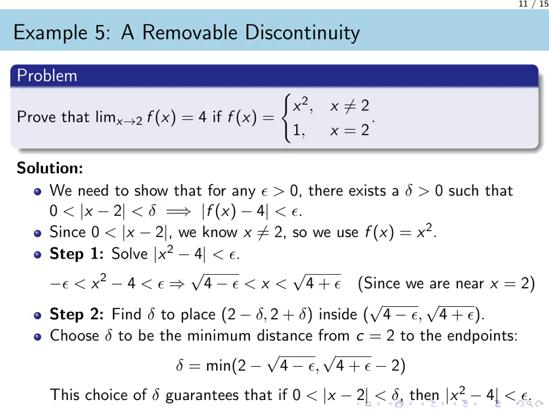Next, to guarantee our input neighborhood fits inside this target interval, we choose delta to be the minimum distance from our center, 2, to either of its endpoints. This safe choice of delta completes the proof, showing that a limit depends only on the function's behavior near a point, not the value at the point itself.